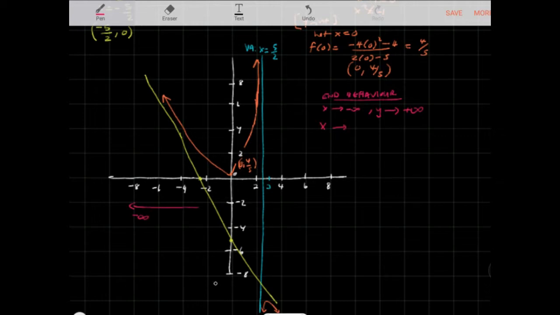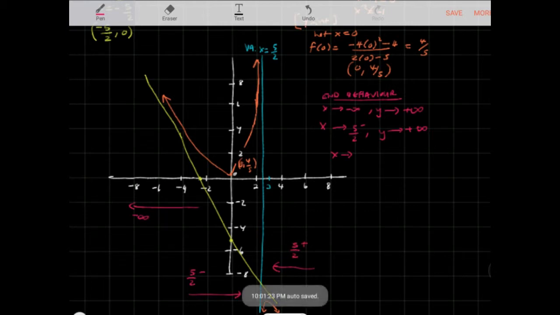As x approaches the vertical asymptote, in this case, we're going to approach 5 over 2 from the left side, right? So as x approaches 5 over 2 from the left, y will approach, and we can follow the trace very left of the vertical asymptote. You can see that it also approaches positive infinity. Now as x approaches the vertical asymptote from the right side, so 5 over 2 from the right, we can also see this small orange trace.